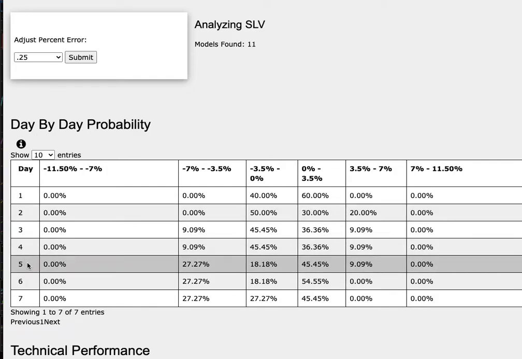As we progress to the 5th day or week of trading, silver futures has a 45% chance to climb between 0 to 3.5%, a 9% chance to climb between 3.5 to 7%. To the downside, it has an 18% chance to fall between 0 to negative 3.5%, and a 27% chance to fall between negative 3.5 to negative 7%.